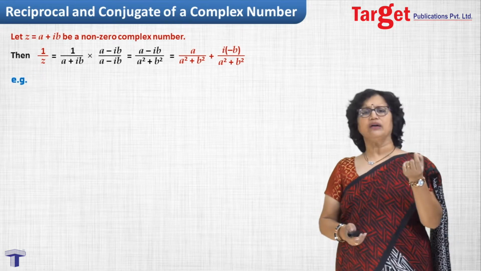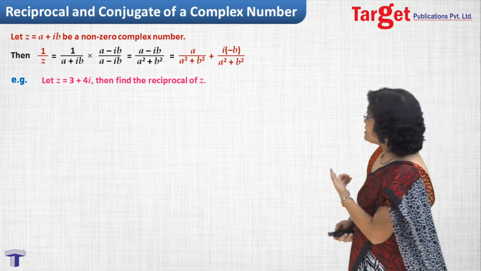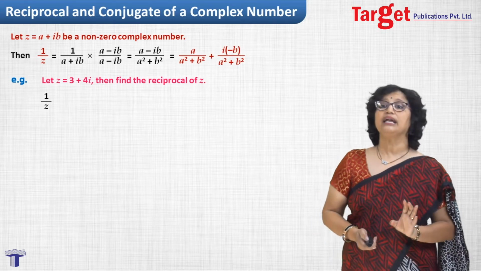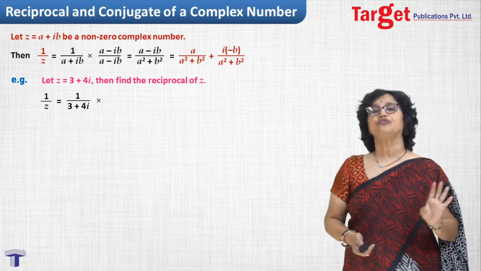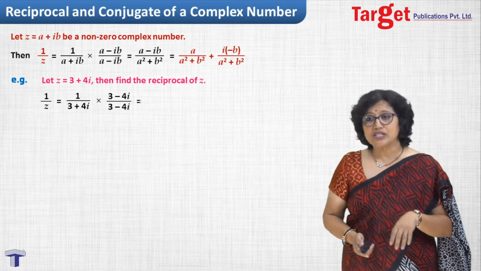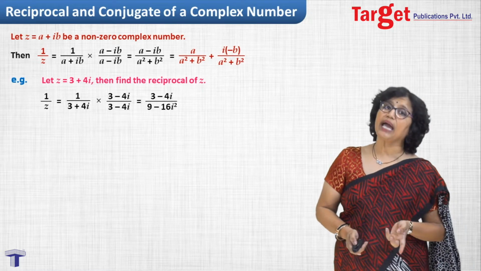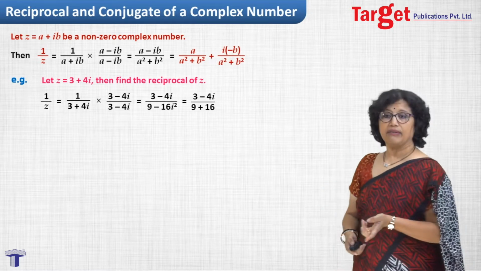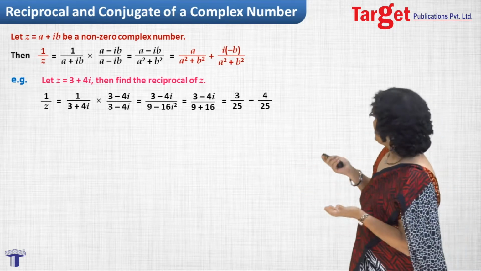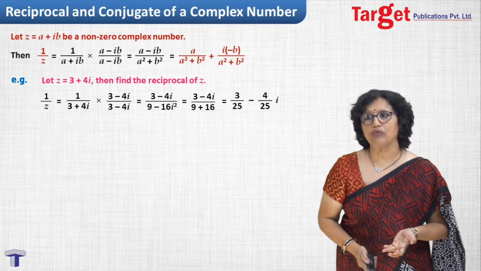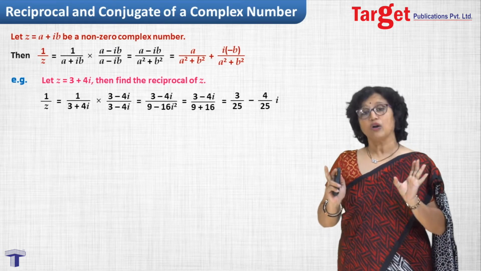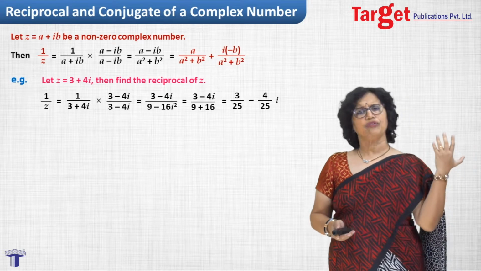So let us take one quick example. If I take z as 3 plus 4i, then to find 1 upon z, I will write it as 1 upon 3 plus 4i, multiply and divide by 3 minus 4i, and the answer would be 3 minus 4i upon 25. If you wish, you can write it separately as 3 upon 25 minus 4 upon 25 times i. Again, my answer is a complex number, as we have seen in the case of division.